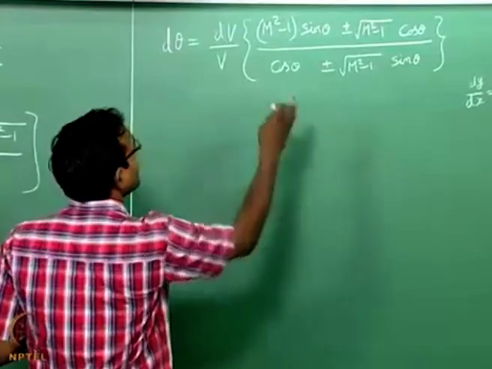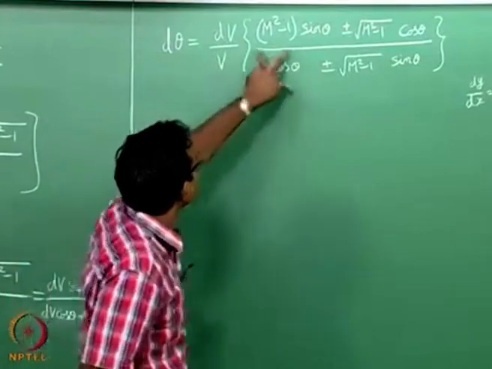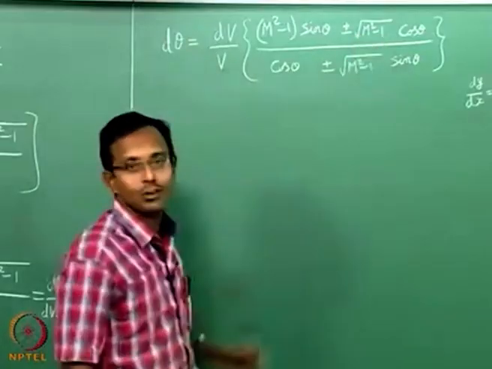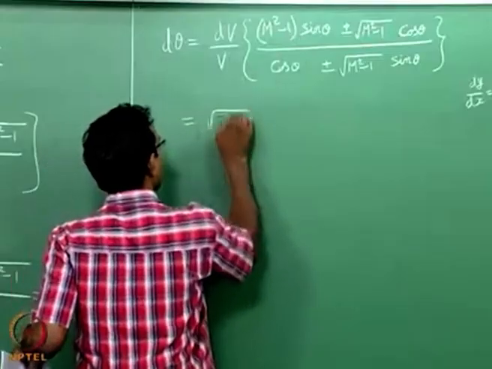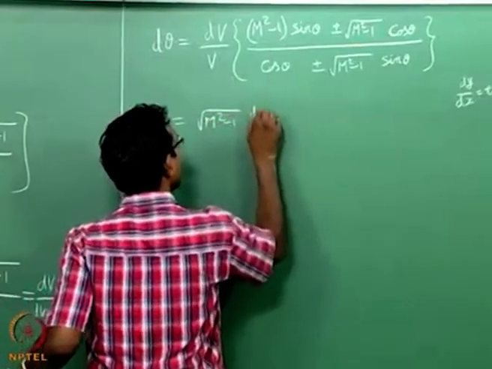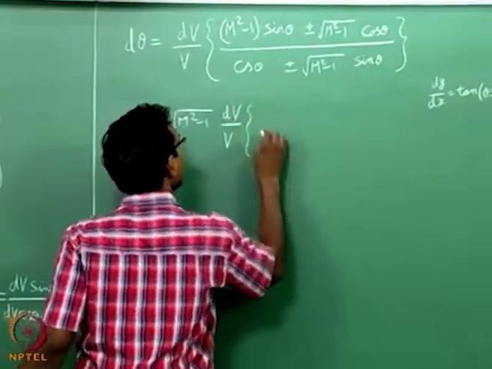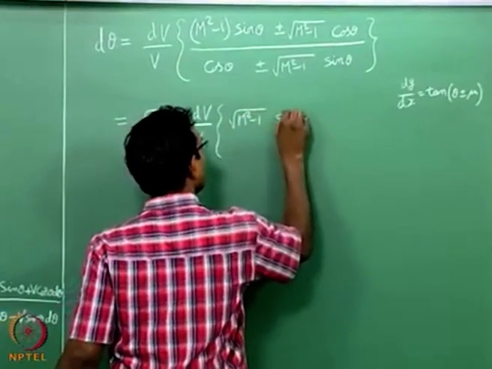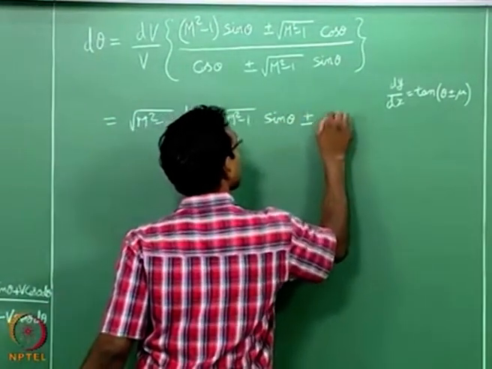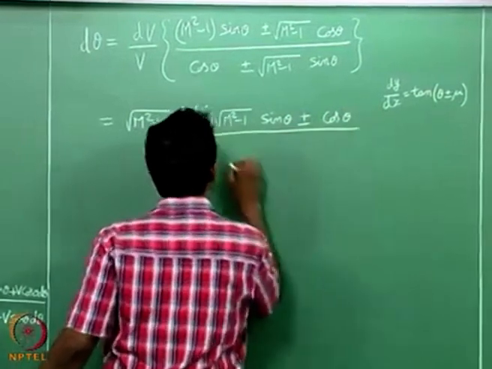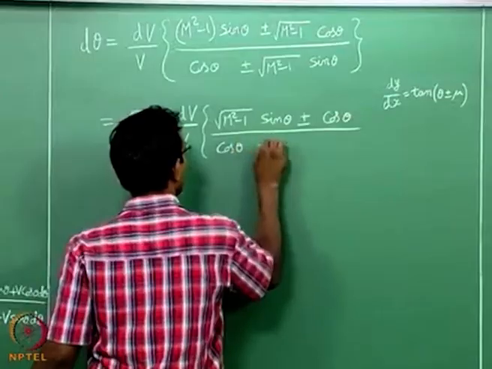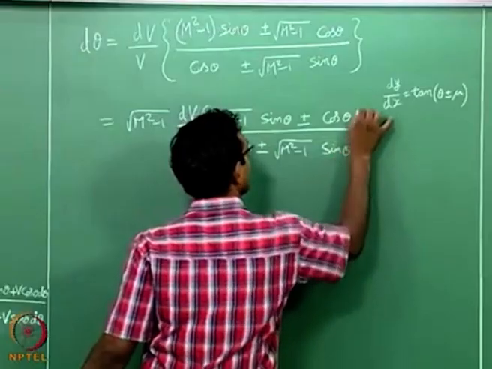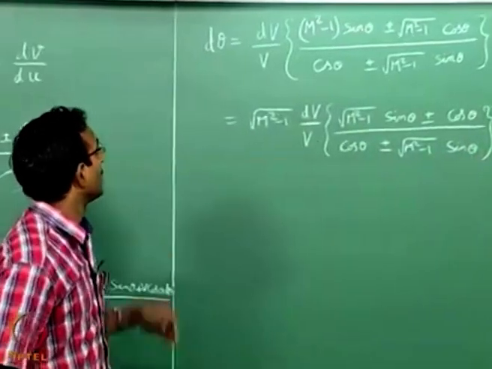Now we will simplify this a little bit further. If I look at it, there is m square minus 1 here and square root of m square minus 1 here. I can pull out a square root of m square minus 1 common. We will do that. I will get square root of m square minus 1 dv by v into square root of m square minus 1 sin theta plus minus cos theta, divided by cos theta plus minus square root m square minus 1 sin theta. This is what I end up with.